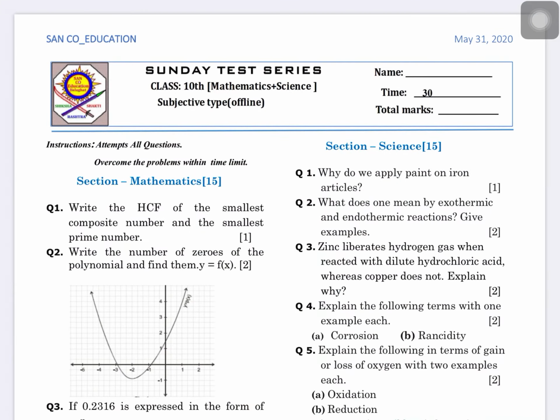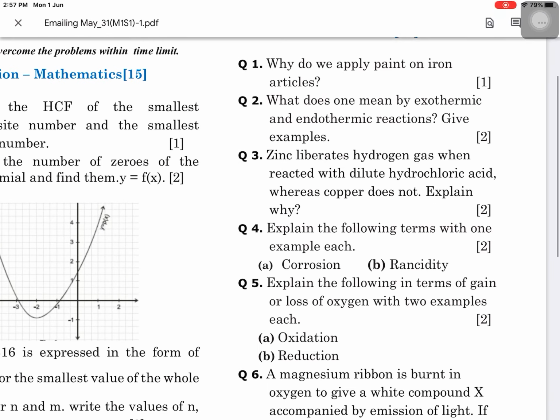What is the answer that has to be written? The next question is there also. Explain the following terms: corrosion with example. Corrosion, I told you, is the slow decaying of metals when left exposed to open atmospheric oxygen, water, humidity, or an acidic atmosphere. This slow decaying of metal is said to be corrosion. An example is iron rusting.